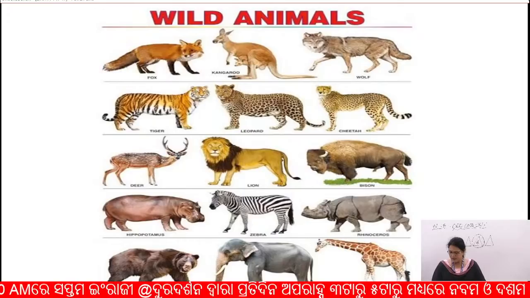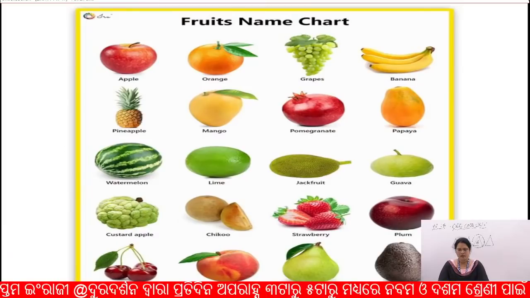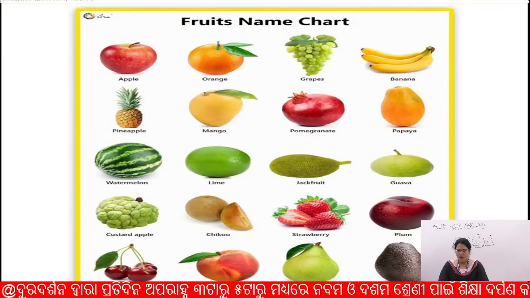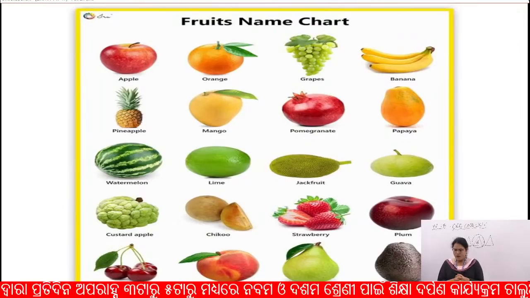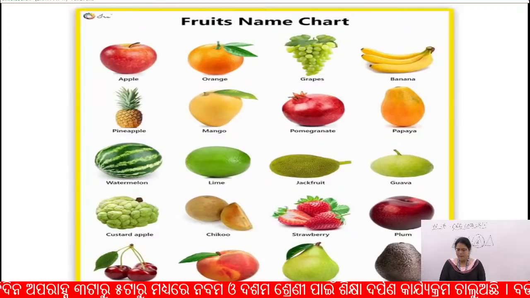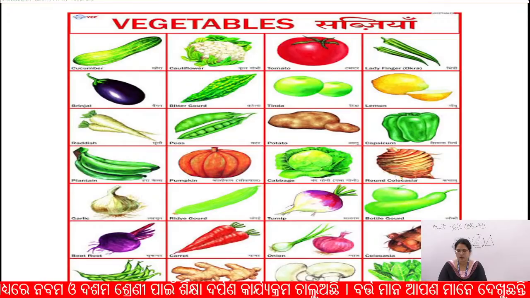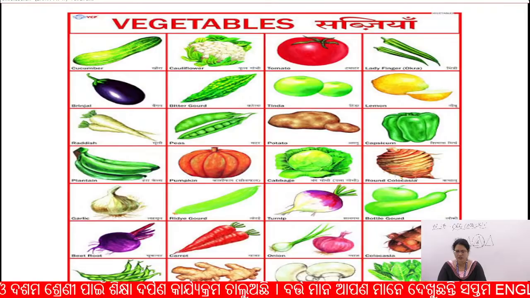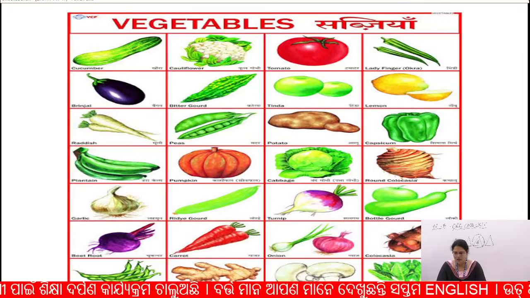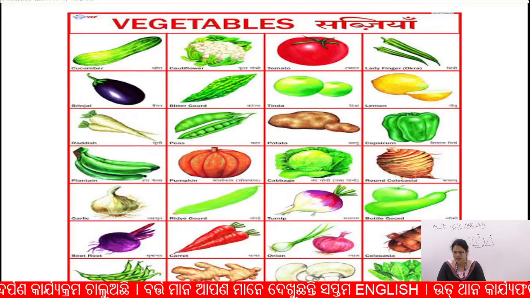Then fruits, all are fruits. Can you know them? Yes, apple, orange, grapes, banana, pineapple, mango, pomegranate, papaya, watermelon, lime, jackfruit, guava, custard apple, chiku, strawberry, plum, cherry, peach, pear and avocado. All are fruits. Now look at this next screen, all are vegetables. You know these: cucumber, cauliflower, tomato, ladyfinger, brinjal, bitter gourd, tinda, lemon, radish, peas, potato, capsicum, plantain, pumpkin. You know all these vegetables, right or not? These are the names of all vegetables.